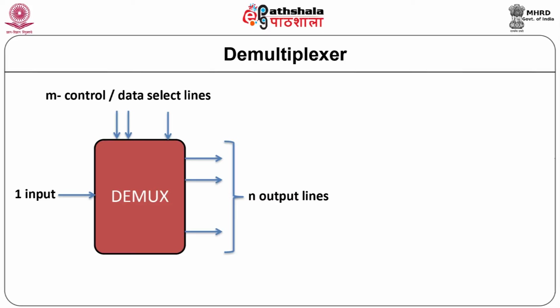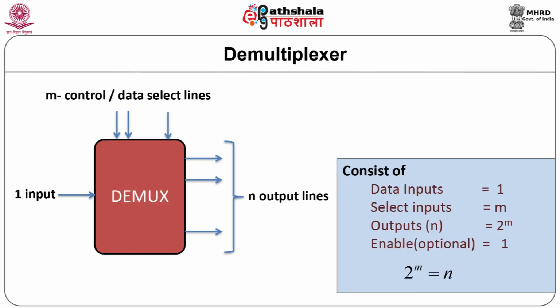In other words, the demultiplexer takes one data input source and selectively distributes it to one of n output channels, just like multi-position switch. It also has m select lines for selecting the desired output for the input data. This demultiplexer is also referred to as data distributor. The mathematical relation between select lines and the outputs is 2 raised to m is equal to n outputs.